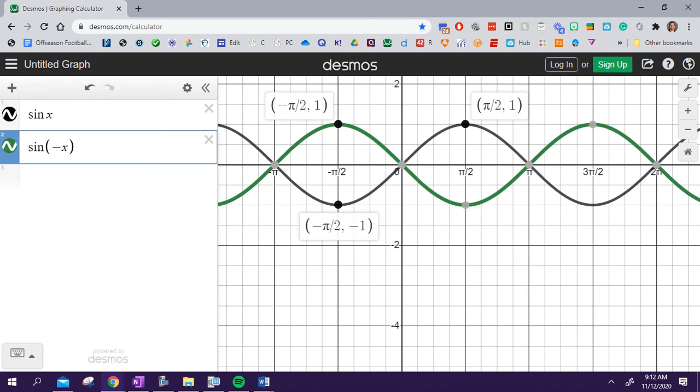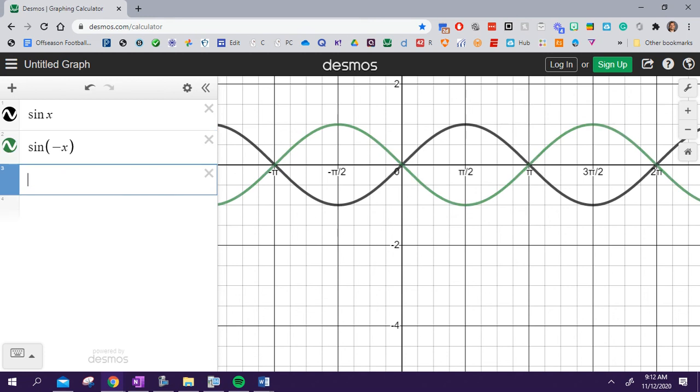Or the better way of doing it is using the even-odd properties. If we're doing sine of negative x, what is that the exact same thing as? Negative sine of x. Oh yeah, the same thing. You could deal with this one, but it's just going to be weird to you. It is much better to take that negative sign and say, hey, that's the same thing as a vertical flip.